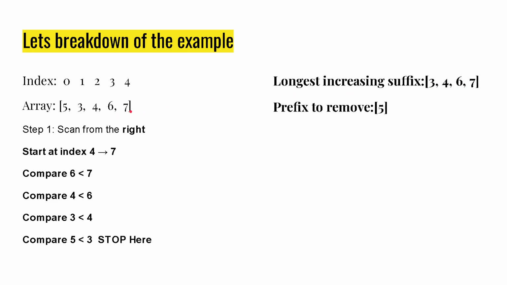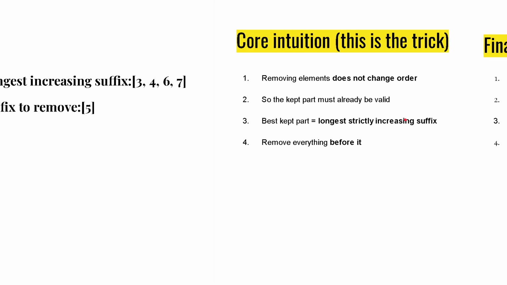Means from here to here. What we need to remove? Only the 5. The prefix to remove is 5. It means we keep a pointer at this point on the right, and we collect all the suffix, which is the longest increasing suffix, and keep it all together. So the remaining elements will go to the prefix.